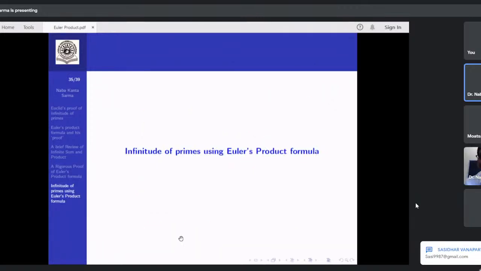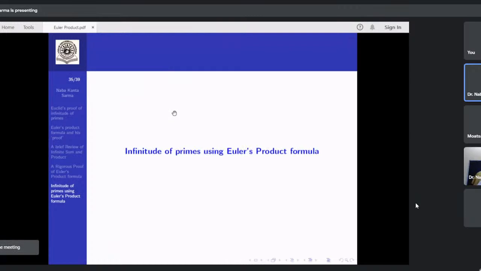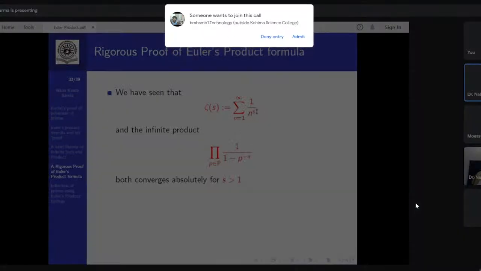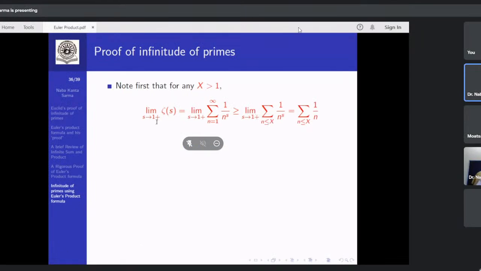So we have arrived at the final part. The final part is we want to say that the number of primes is infinite using this product formula. Okay. So first of all, I want to take the limit of both sides, but this identity, that these two are equal, is valid only for s greater than 1. Only for s greater than 1, this is valid.